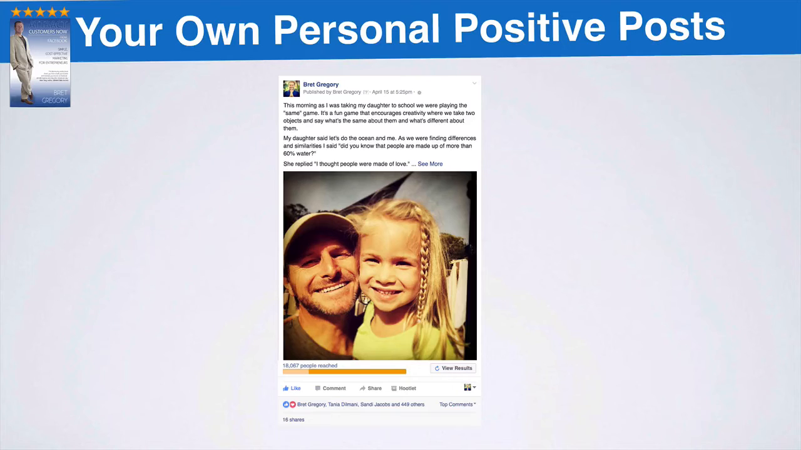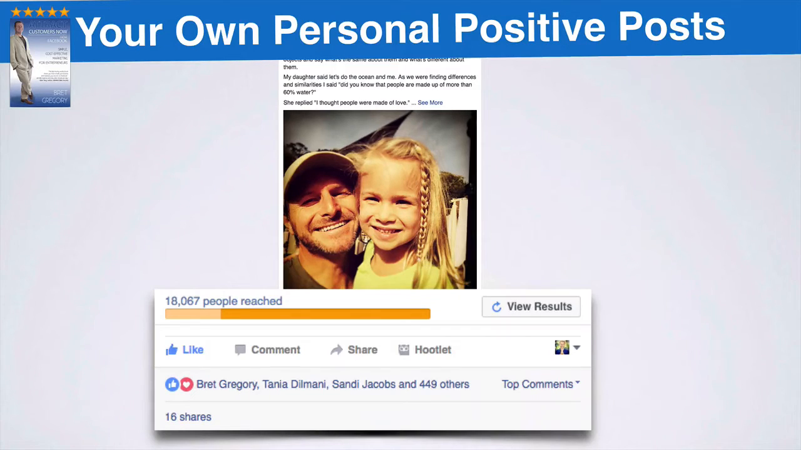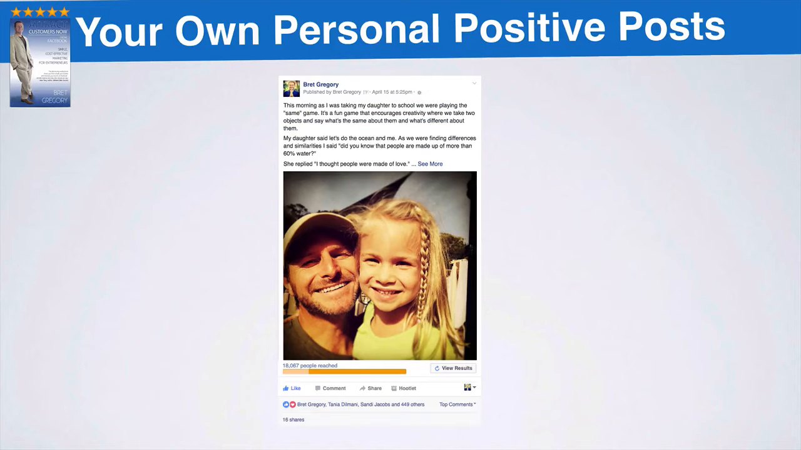Again, going back to your own positive personal stories, okay? Your own positive personal stories. So in this example, I wrote this little post here, and I pulled out my phone and took a picture. I was driving my daughter to school. We were playing the same game. It's a fun game that encourages creativity, where we take two objects and we say what's the same about them and what's different. My daughter said, let's do the ocean and me.